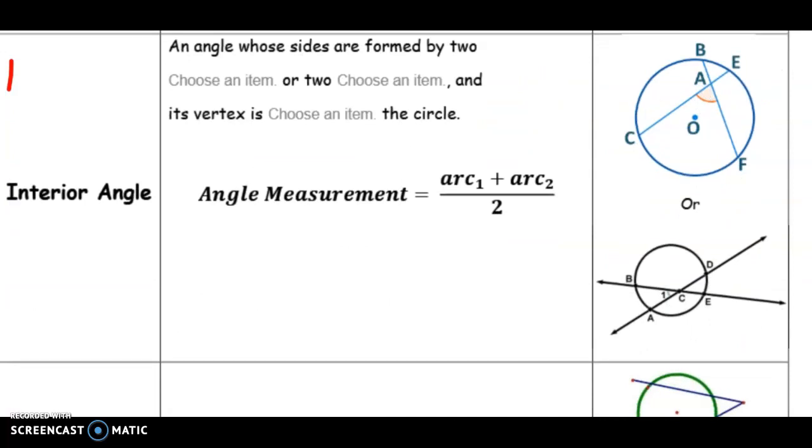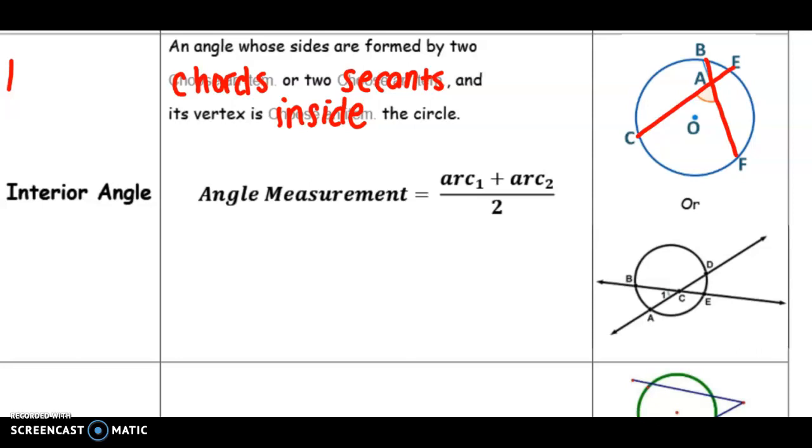The third type of angle is called an interior angle, and it is an angle whose sides are formed by two chords or two secants. Its vertex is inside the circle. So looking at the example to the right, I have my chord BF, I have chord CE. The angle inside would be angle A.